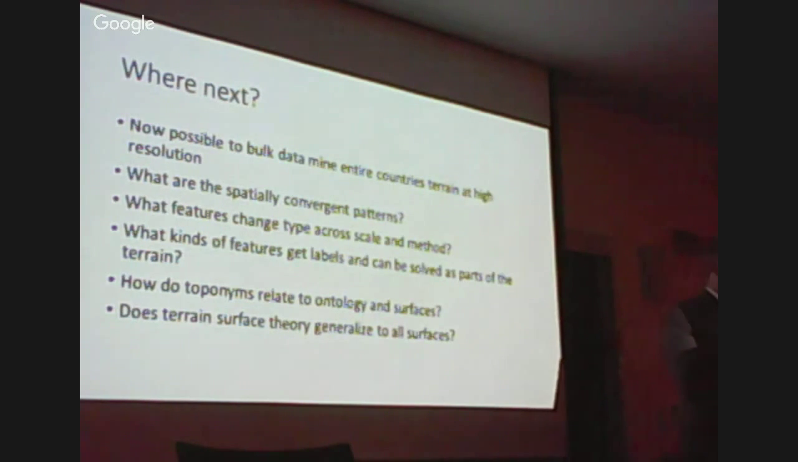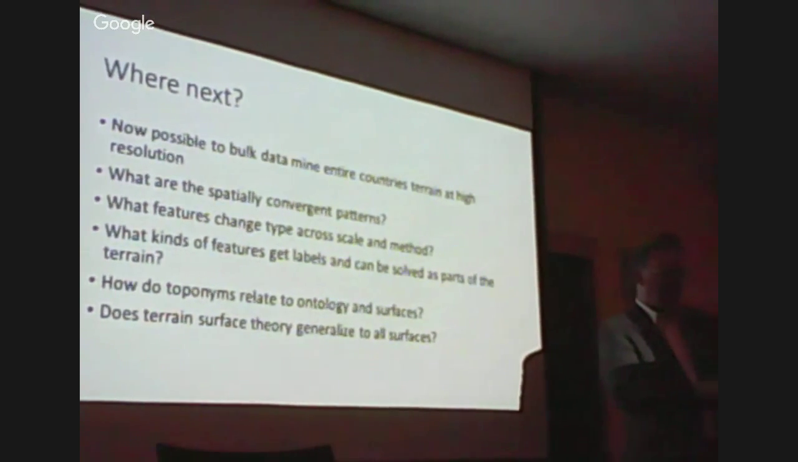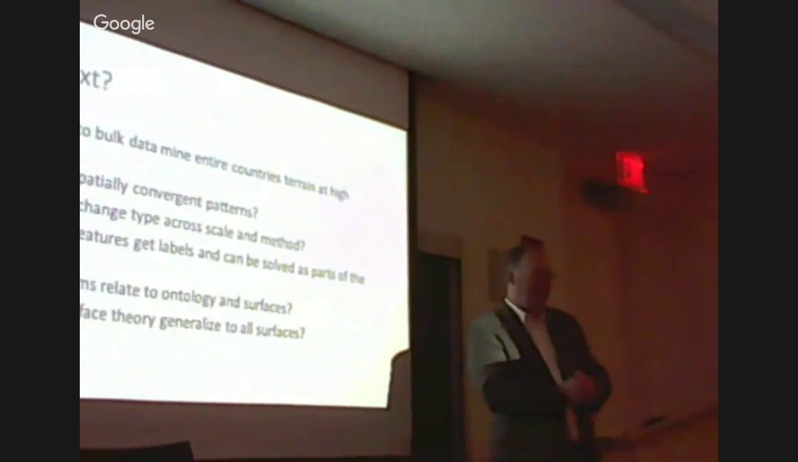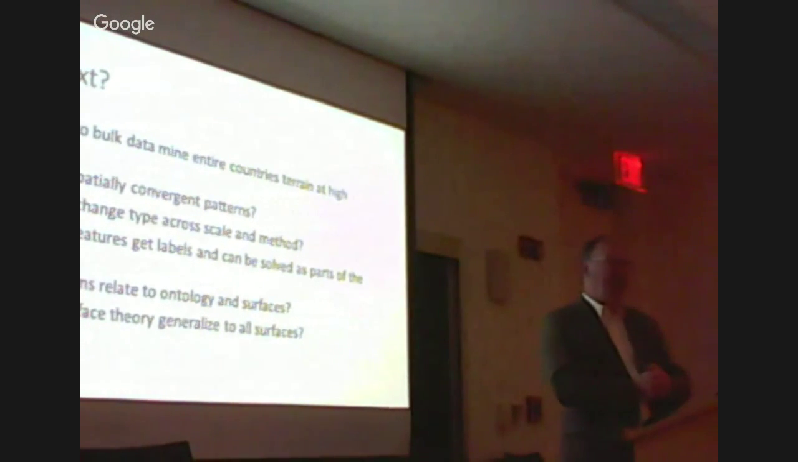So what are the spatially convergent patterns? Where can we say that a particular algorithm, let's say D8 and downslope flow accumulation, will always work best? And can we automatically select that algorithm to use in that type of terrain? What types of features get labels and therefore could perhaps be solved as parts of the terrain?